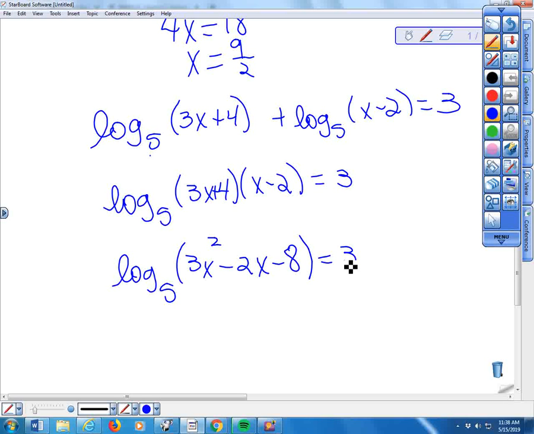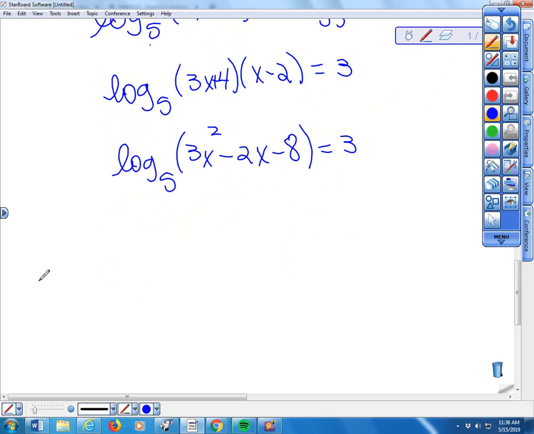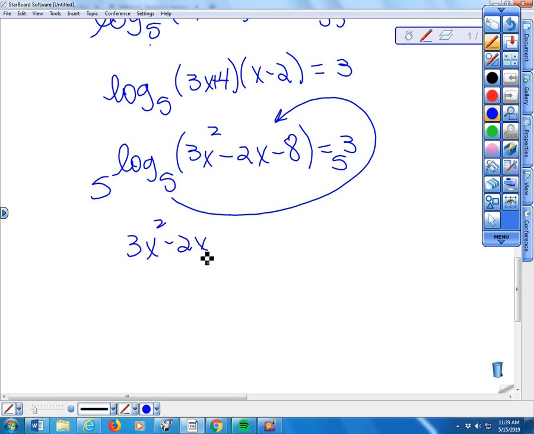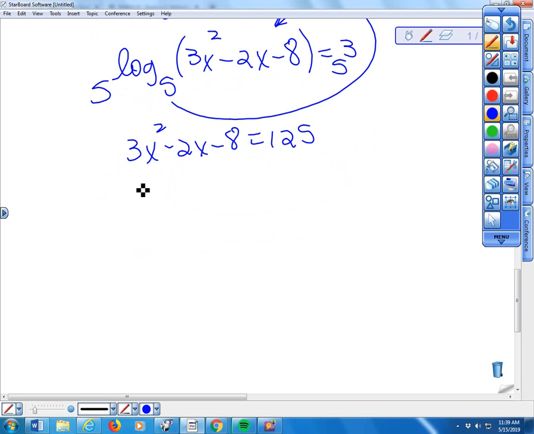Okay, now I've got a logarithmic equation. I can just convert to an exponential. So 5 cubed is equal to that. I could take the base 5 of both sides if I want to. Get the same thing. So 3x squared minus 2x minus 8 equals 125. That's 5 cubed. It's a quadratic, so I've got to set everything equal to 0.